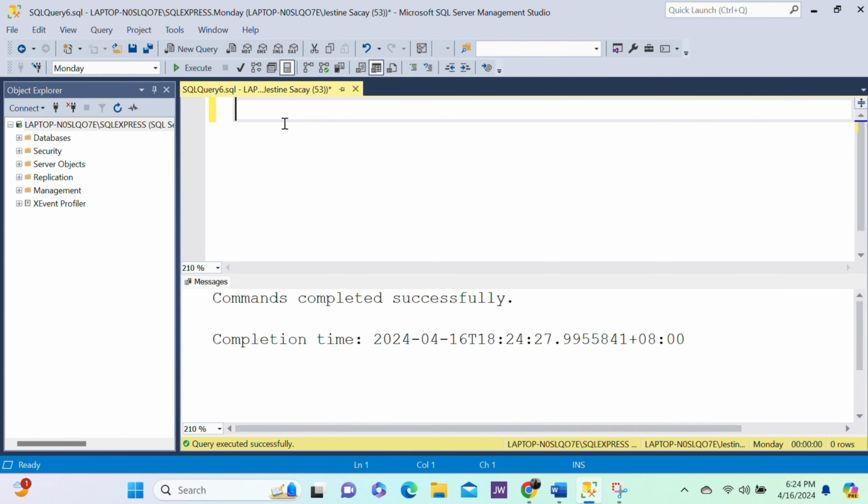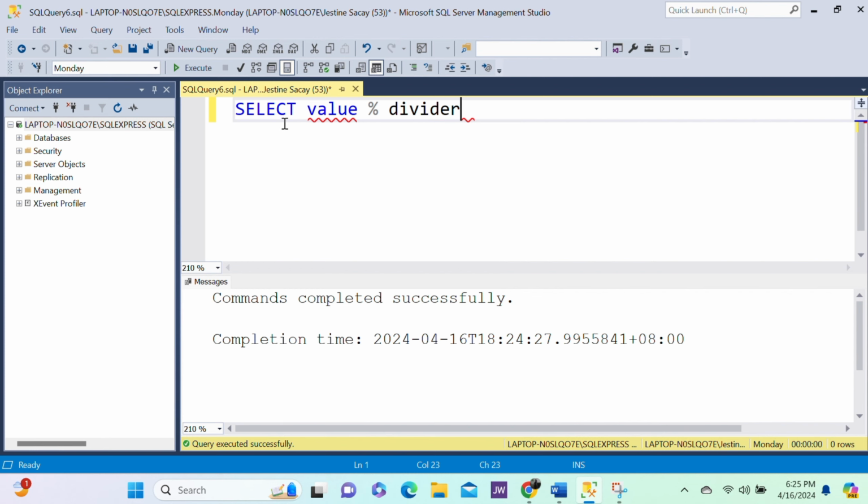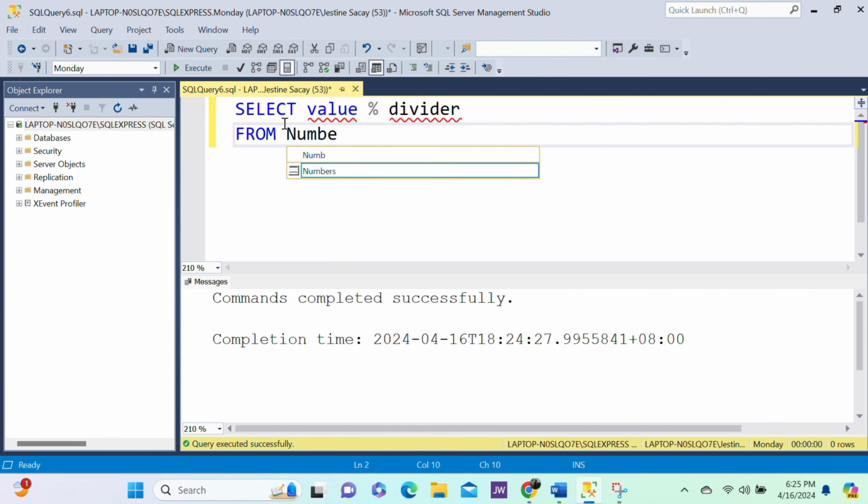Let's see it in action. Suppose we have a table numbers with two columns, value and divider. We want to find the remainder when each value is divided by its corresponding divider. Executing this query, it gives the remainder for each pair of values and dividers.